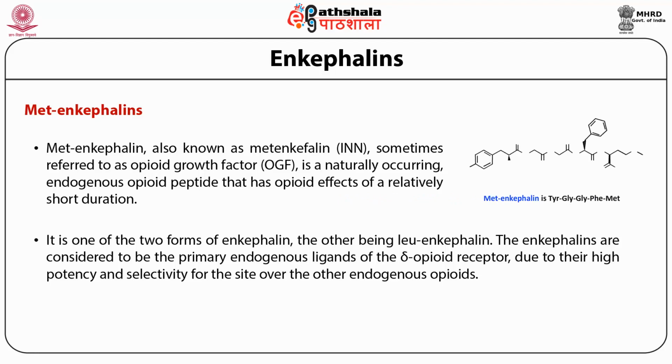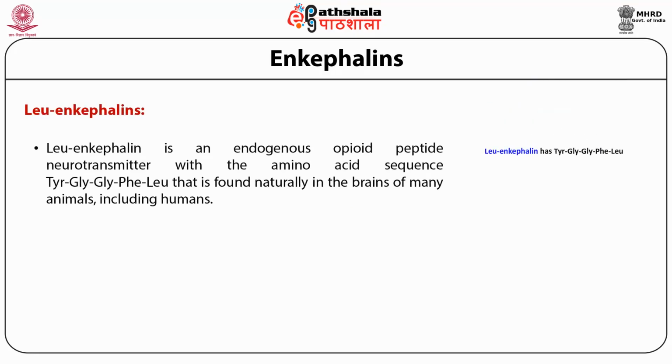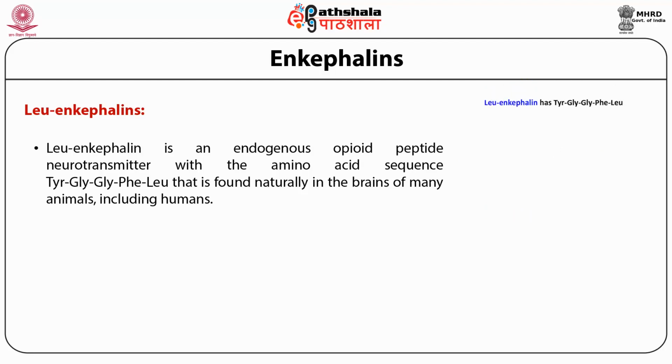So as I mentioned, there are two types of enkephalins. I already discussed the metenkephalins. Now I'm coming to the leuenkephalins. Leuenkephalin has a similar sequence, except that the last residue in the sequence is the leucine residue. And as the name says, it is an endogenous peptide and it is supposed to be a neurotransmitter with the amino acid sequence which is shown here. It is found naturally in the brain of many animals, including humans.